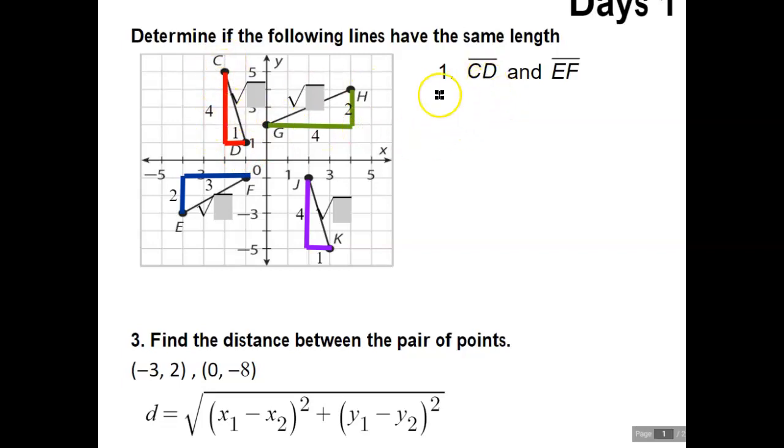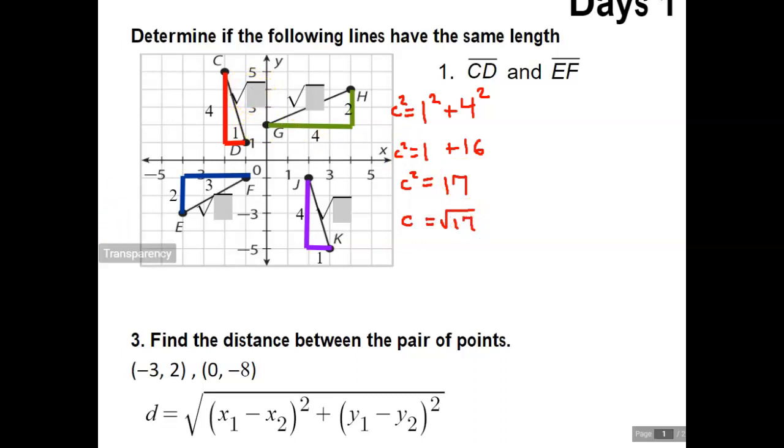So for CD, we can see that we have a run of 1 and a rise of 4. So Pythagorean theorem just says, let's do a squared plus b squared, right? And we're trying to see what this equals. So 1 squared is 1, 4 squared is 16, so this is going to equal 17. Now really this is equaling c squared, right? All these are c squared. So the length of CD is actually the square root of 17. So that's what this equals right here, is the square root of 17.